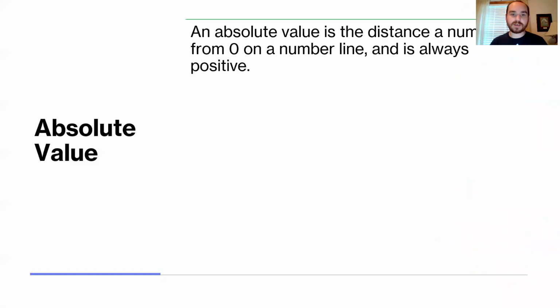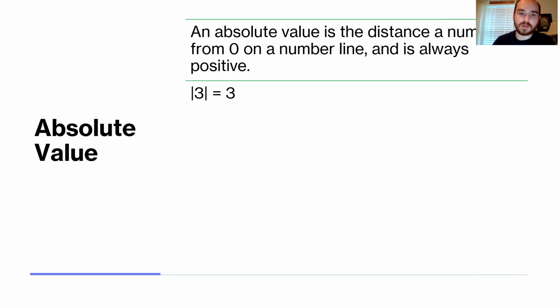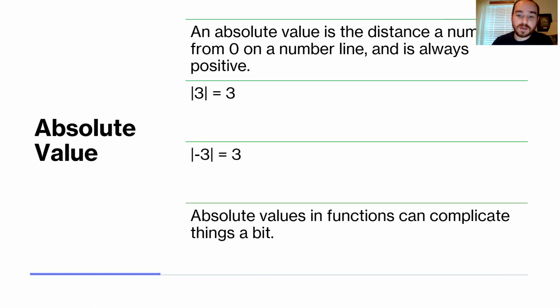First of all, absolute value. An absolute value is the distance a number sits away from zero on a number line. So it is always going to be a positive number. The absolute value of 3 is 3. The absolute value of negative 3 is 3. The absolute value of 12.6 is 12.6. The absolute value of negative 5,432 is 5,432. It's just the positive form of whatever version.